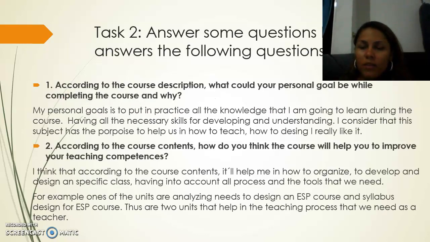So, task number 2 is about the answers and questions. Each student has to answer the following questions. So, the first question is, according to the course description, what could your personal goal be while completing the course, and why? So, my personal goal is to put in practice all the knowledge that I'm going to learn during the course, having all the necessary skills for developing and understanding, and I consider that this subject has the purpose to help us in how to teach and how to design, and I like it.